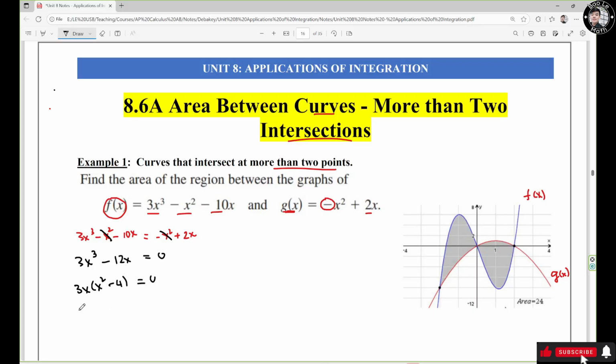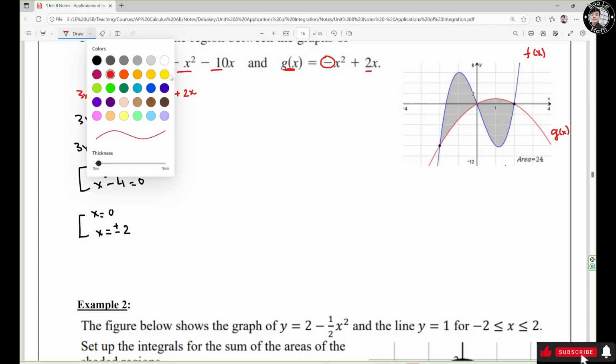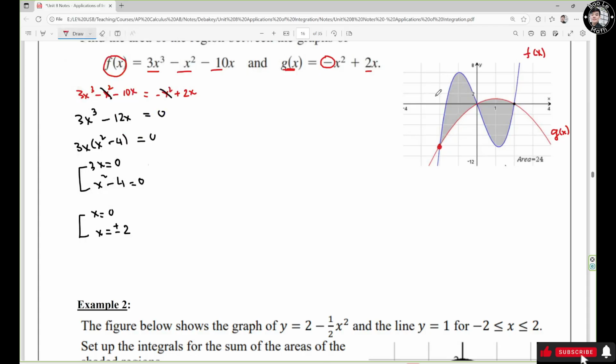Then you have 3s equals 0 and s squared minus 4 equals 0, right? This turns out to be s equals 0 and s equals plus and minus 2. So you have three intersections right here. The first one right here, s equals negative 2. The second one right here, s equals 0, and the third one right here, s equals 2.